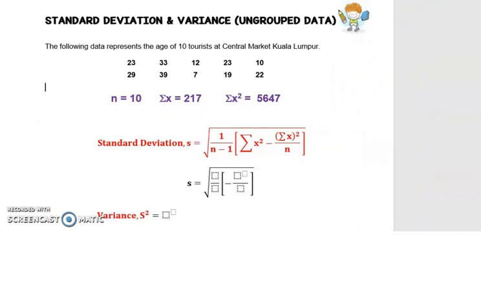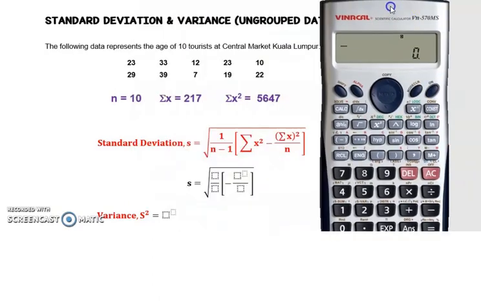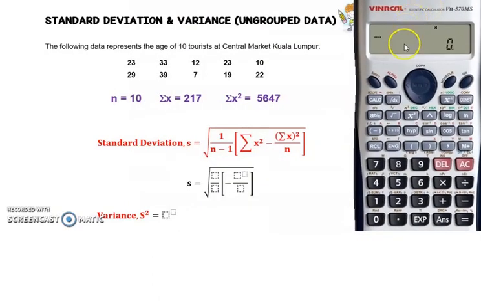For calculator NS, so this calculator, okay, as usual, clear previous data. Okay, this calculator, you press mod twice. Mod. Okay, then you choose function number 1 here, SD 1. Okay, key in each single data. 23 n plus. So this calculator, key in data n plus, not equal.